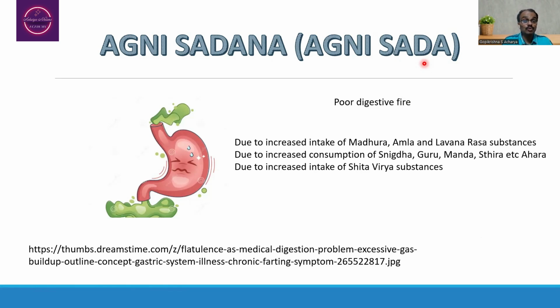Maybe because of the excessive Adhyashana or the increased quantity of Vishamashana itself, then Viruddhashana, all those aspects may lead to poor digestive fire. There may be the possibility of increased ati madhura rasa sevana, or amla rasa sevana, or lavana rasa sevana, or there may be the possibility of excess consumption of either snigdha, guru ahara, manda ahara, sthira ahara, etc. Whereas due to the increased intake of shita vidya substances, all of them may lead to poor digestive fire.